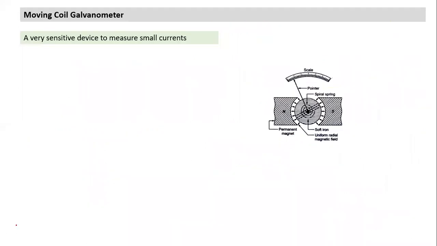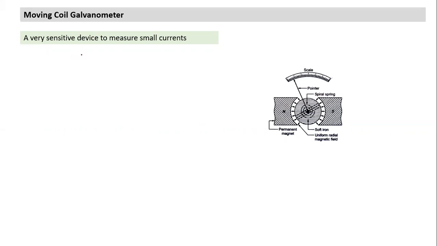Okay. Now I move on to the topic of moving coil galvanometer. This topic is relatively simple because it does not require any cross product and all, and it's an important topic. The questions on this topic are fairly simple, and everybody should be able to solve them without much difficulty. So what is a moving coil galvanometer?